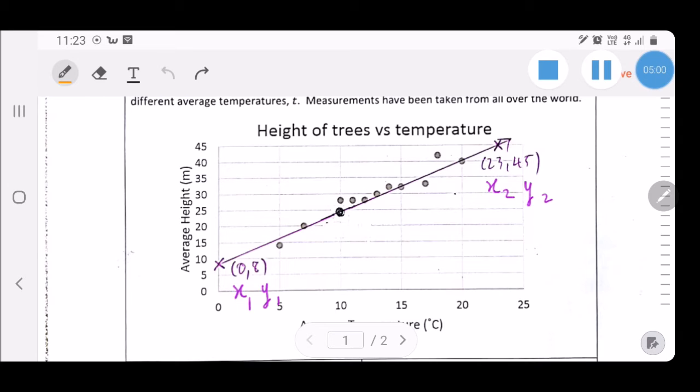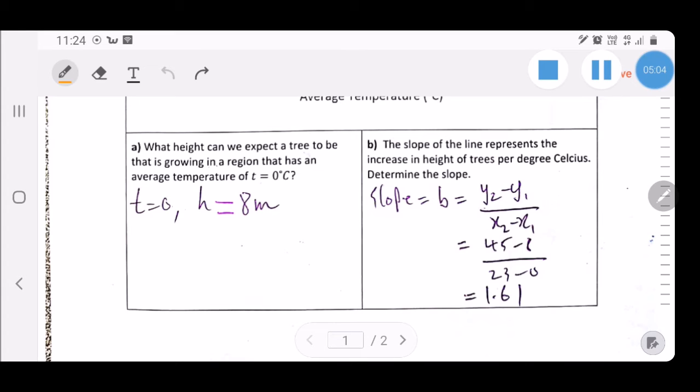But as a general rule, you want to aim to have as many dots above the line as you have below the line. All right, so jumping into some questions based on this example. Question A, what height can we expect a tree to be that is growing in a region that has an average temperature of 0 degrees Celsius?